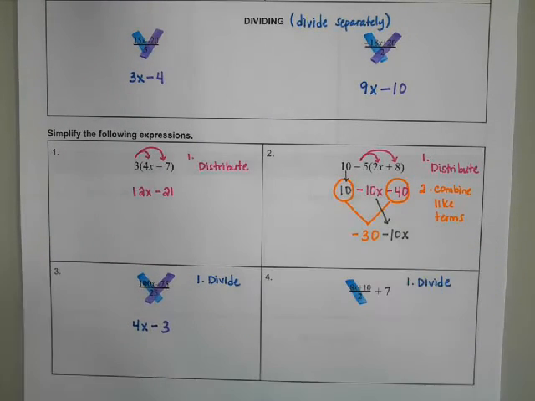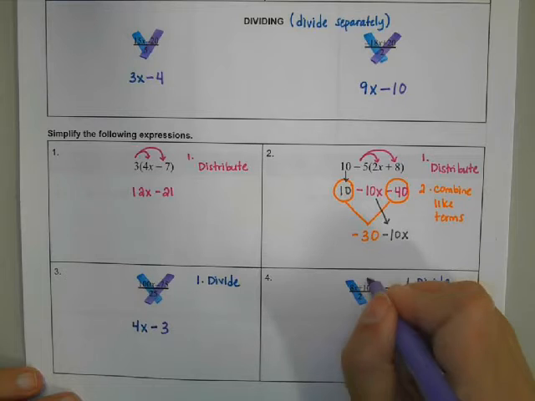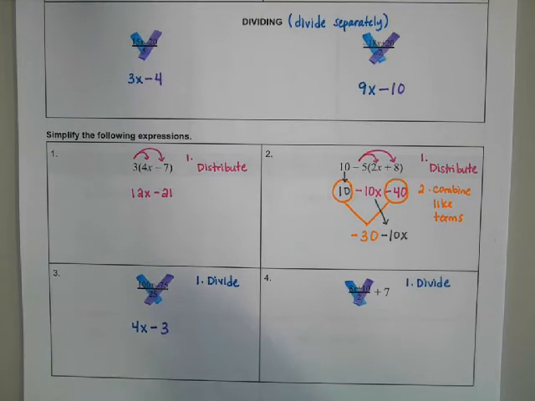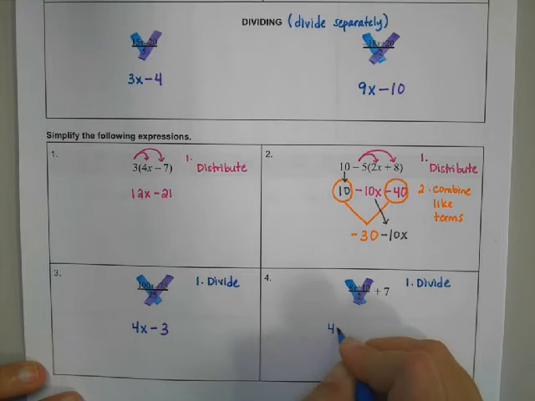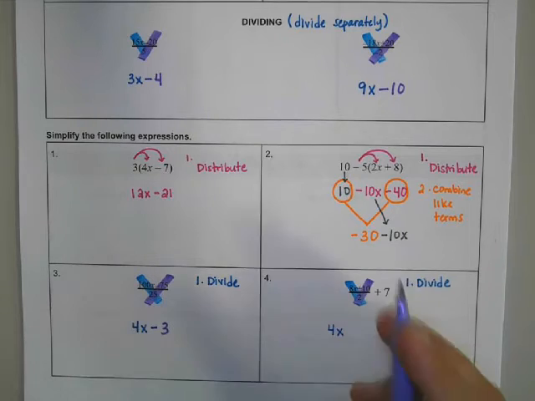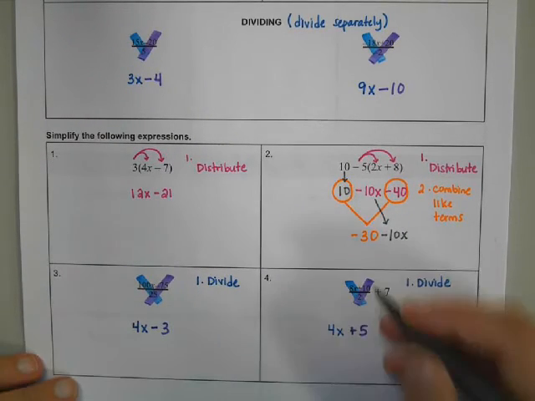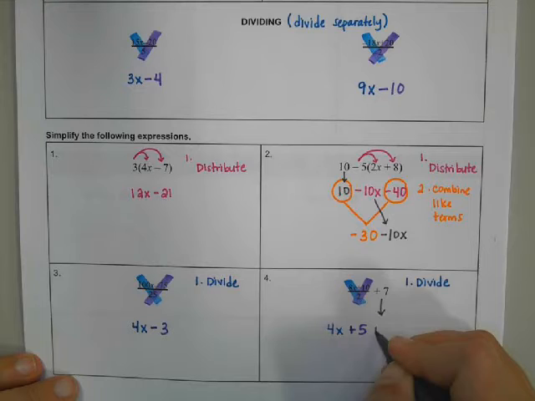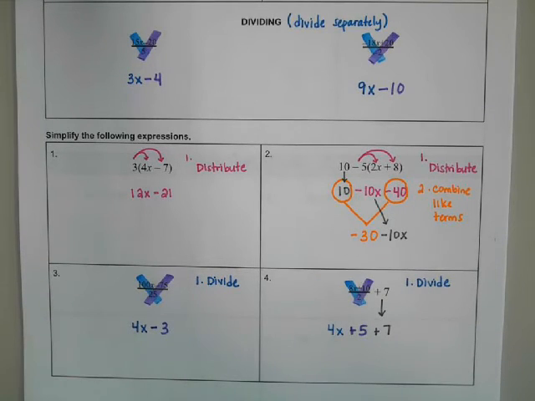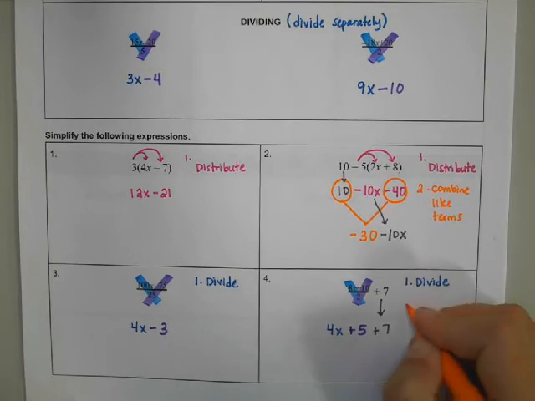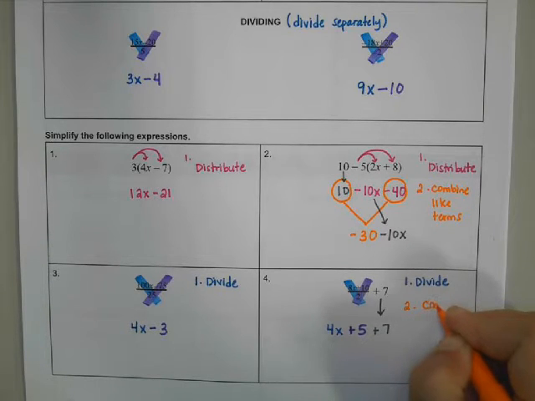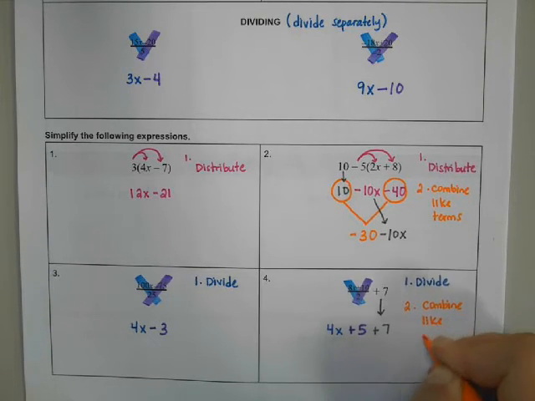So 8x divided by 2, and then I'm also going to do 10 divided by 2. 8x divided by 2 is 4x. And 10 divided by 2 is positive 5. And then I'm just going to take this 7 and drop it down. Don't simplify, don't do anything yet. Now I'm going to ask myself, do I see any like terms? Well, yeah, I do see some like terms. So step number 2 is going to be to combine the like terms.